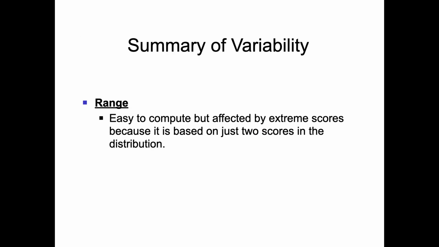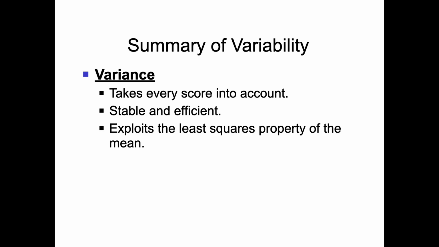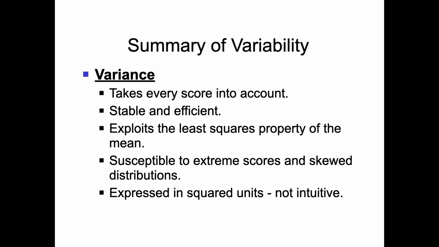Let's summarize what we've learned in today's lecture about variability. The range is really easy to compute and it's used by some people, but it's affected by extreme scores because it's based on just two scores in the distribution. So instead of the range or the interquartile range, people say use the variance, because it takes every score into account. It's stable and efficient and exploits the least squares property of the mean, which will become more important later when we talk about more advanced statistics. It's susceptible to extreme scores and skewed distributions, and the other problem is that it's expressed in squared units. Everything has been squared, so it's not as intuitive.